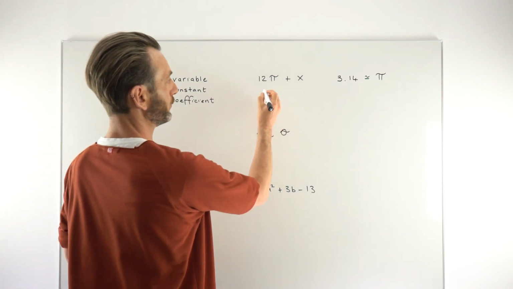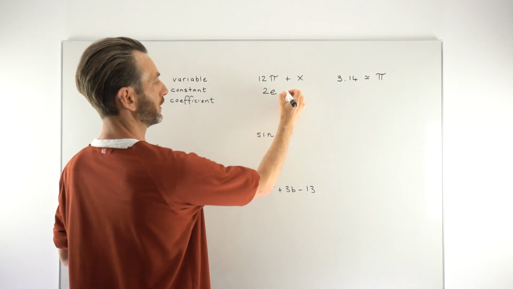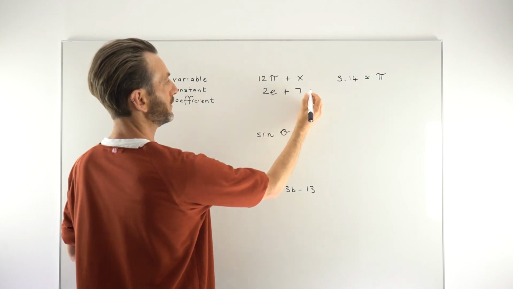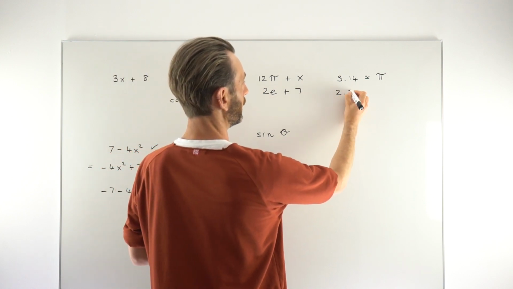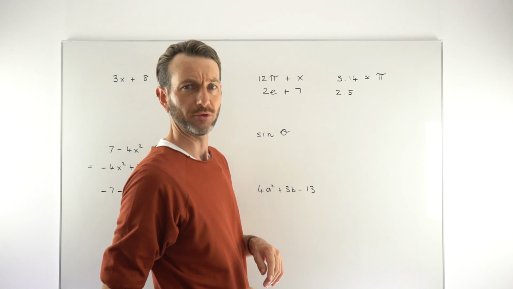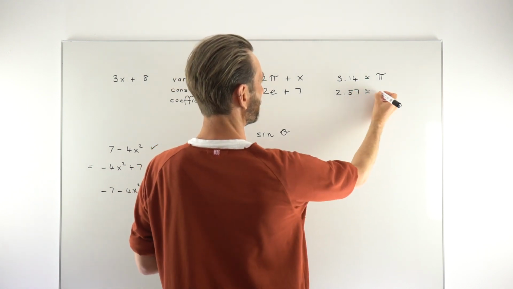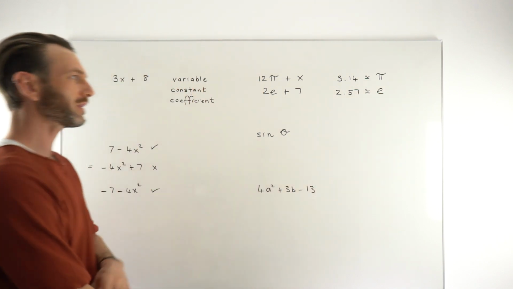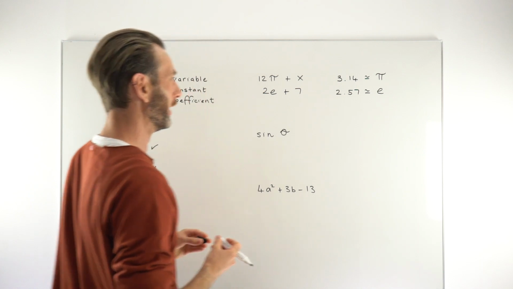Another number you'll see in the future is the number e. So you could have an expression that says something like 2e plus 7. E is just another number. It's equal to 2.57, I think. 2.57, blah, blah, blah. It's another number that goes on and on forever. Something like that, maybe 2.56. I don't know, I'll need to check that one. I should really know that.